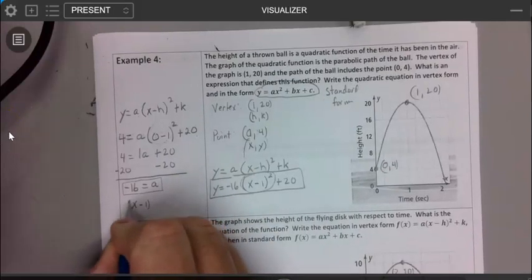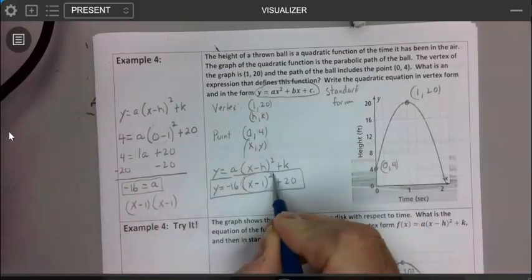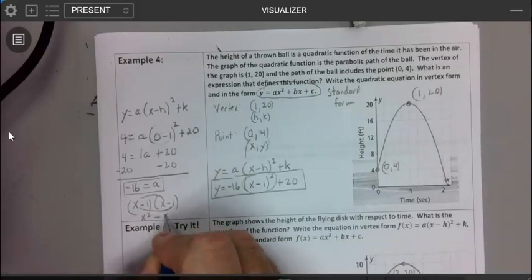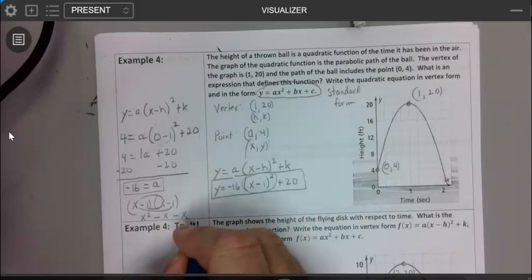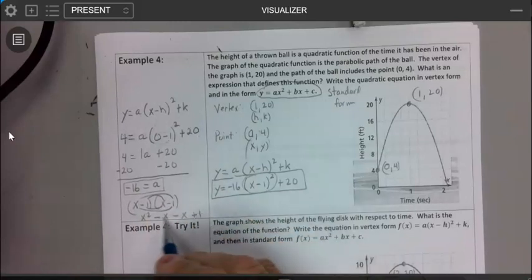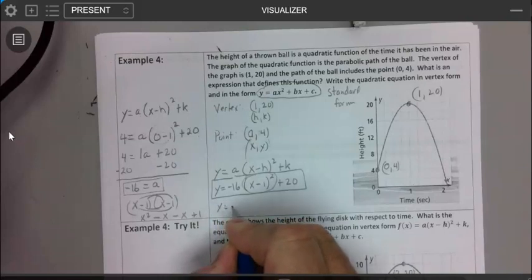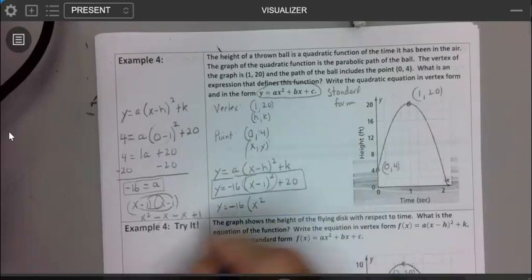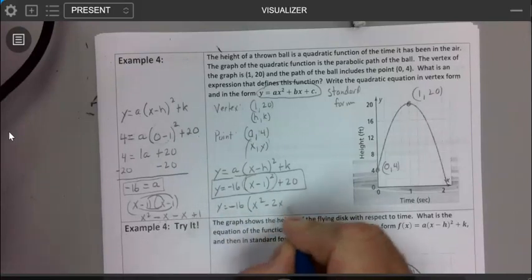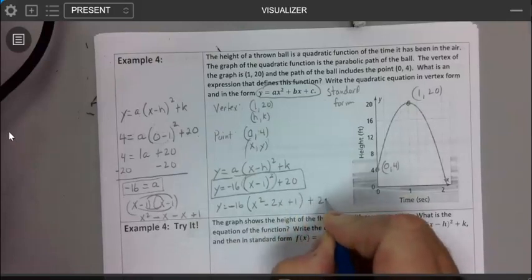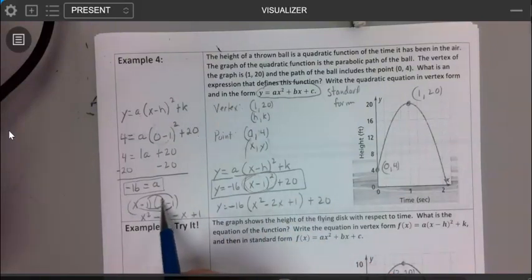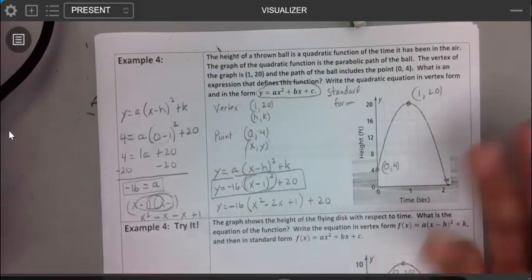X minus 1 times x minus 1. That means the squared. So FOIL method, right? X squared, negative x, negative x, positive 1. So when I combine like terms, I get y equals negative 16 times (x squared minus 2x plus 1) plus 20. So this whole thing here, we multiply it out by the FOIL method. Remember, first, outside, inside, last. So really double distributive.